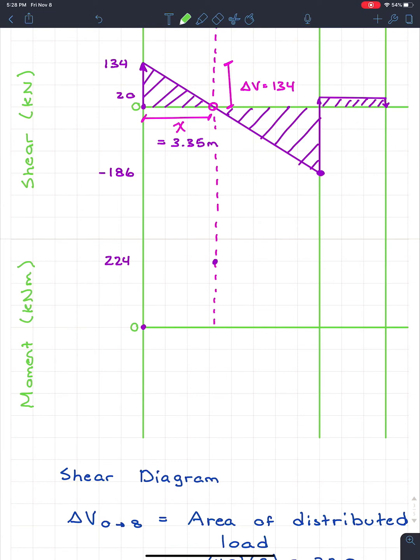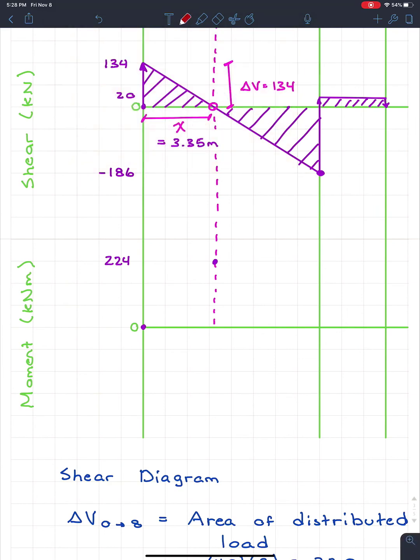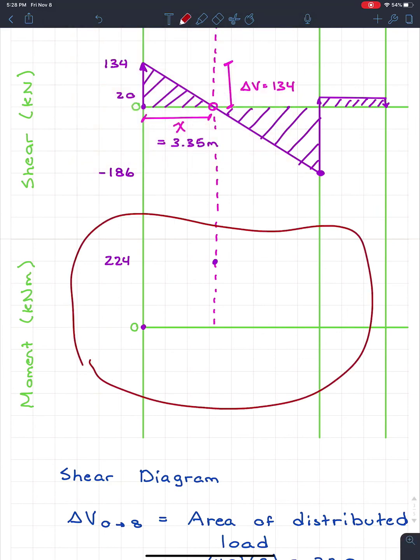The slope of the moment. So the slope of this diagram down here, that is equal to the value of shear at that point. So I'll say that again. The slope of the moment diagram is going to be equal to the value of shear at that point.